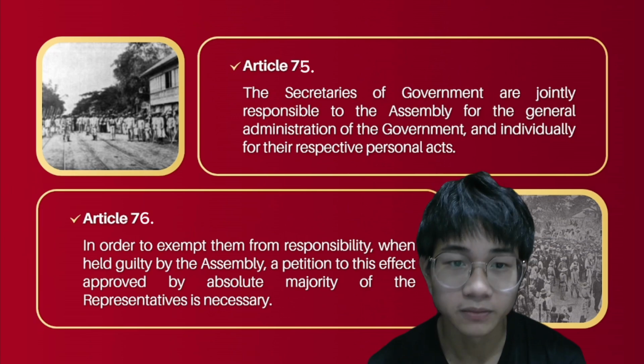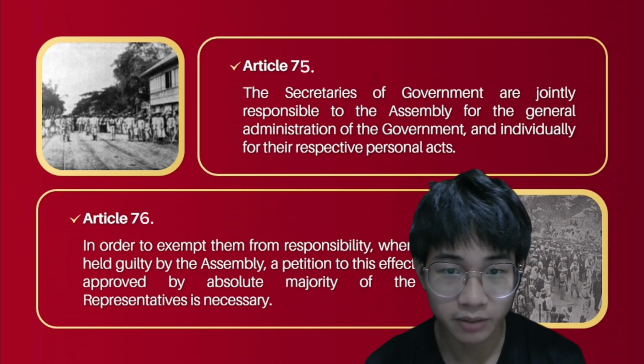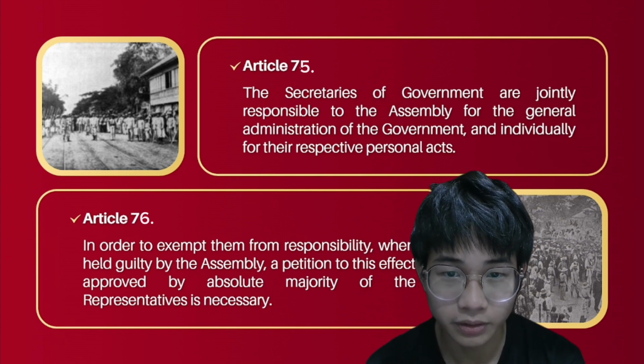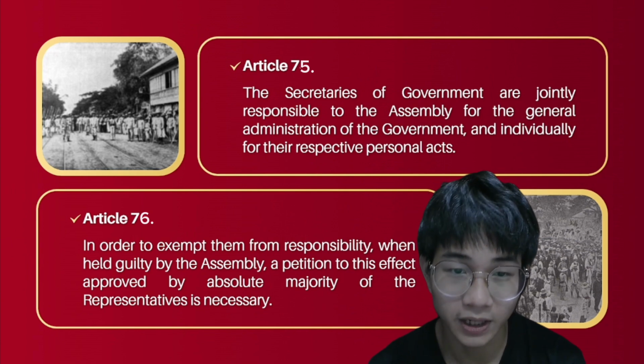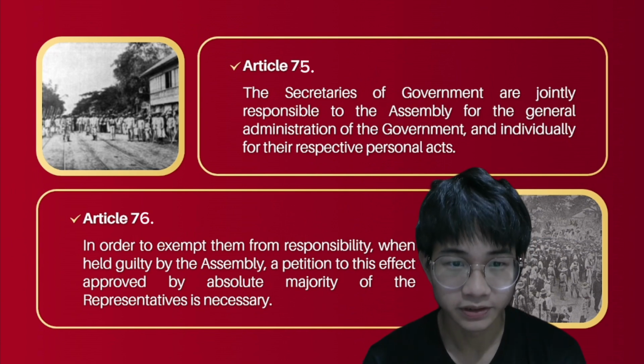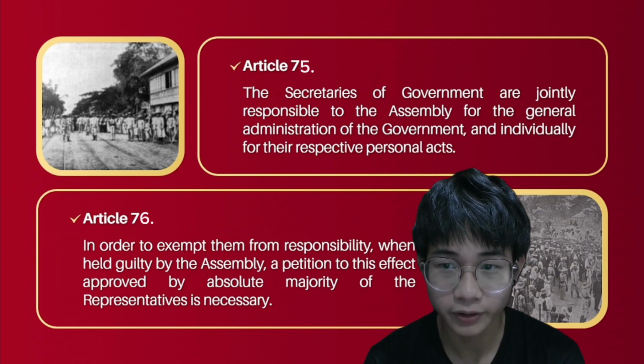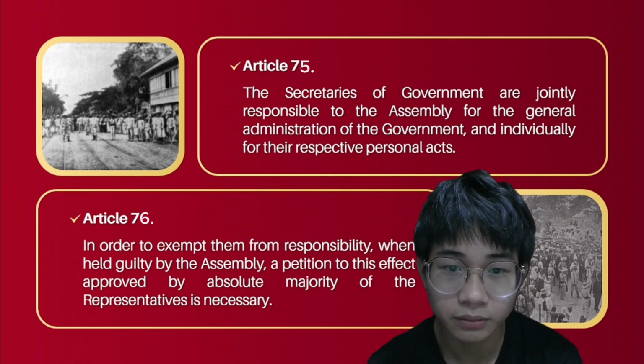Article 75. This article establishes that the signatories are accountable both as a group for the general administration and individually for their own actions. Article 76. This article outlines the procedure required for a secretary to be cleared of responsibility after being found guilty, emphasizing the need for a majority vote in the assembly for such an exception.